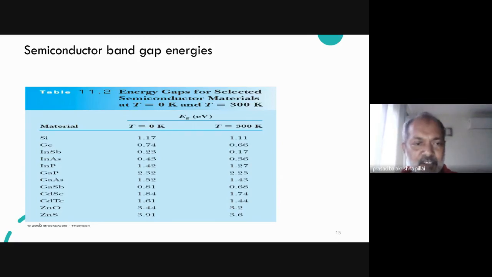Similarly for germanium it is 0.74 at 0 Kelvin, and then at room temperature it is around 0.66 electron volts. So the energy gap also changes with temperature. There is a decrease in the energy gap with increase in the temperature. Very often we may ignore that in our discussions, but we need to keep it in mind that it changes with temperature.